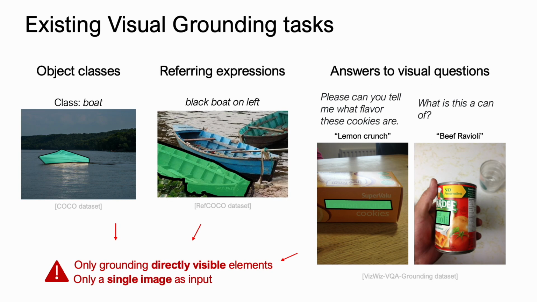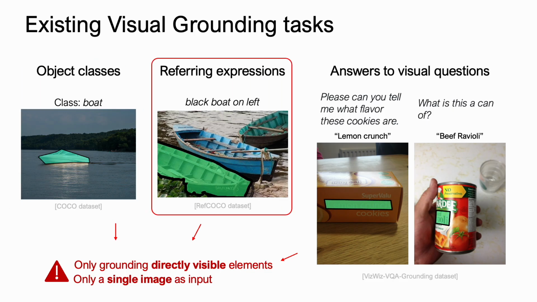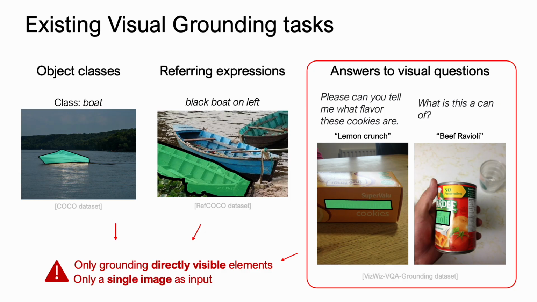The field of visual grounding has come a long way. We can segment simple object classes. We can also segment referring expressions described in natural language, such as blackboard on the left. And we can also locate and highlight the answers to visual questions, such as what flavor are these cookies, or what is this a can of?